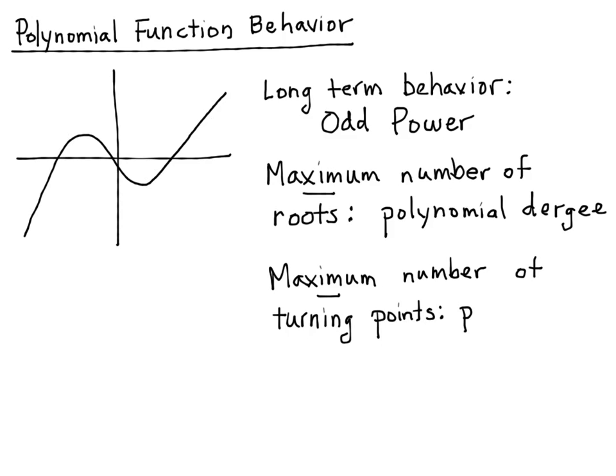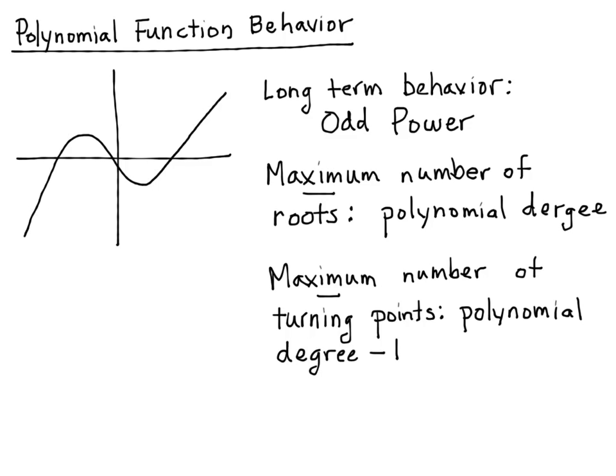Okay, so then the maximum number of turning points. We're going to call a turning point when we turn around like this. If we count the turning points and add 1 to it, that is the minimum value of the degree.